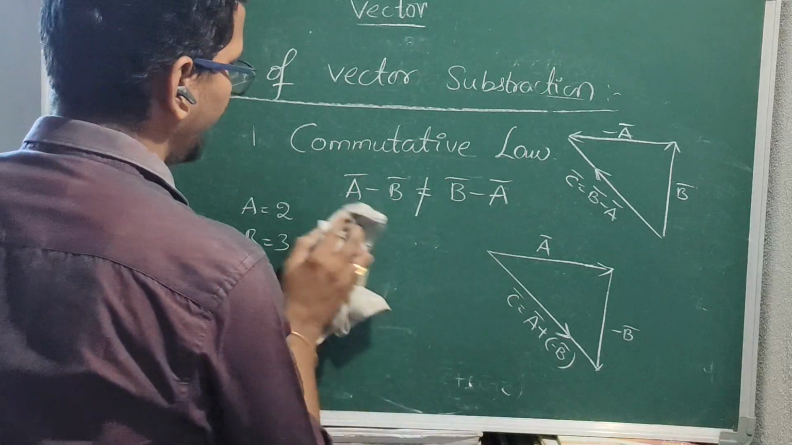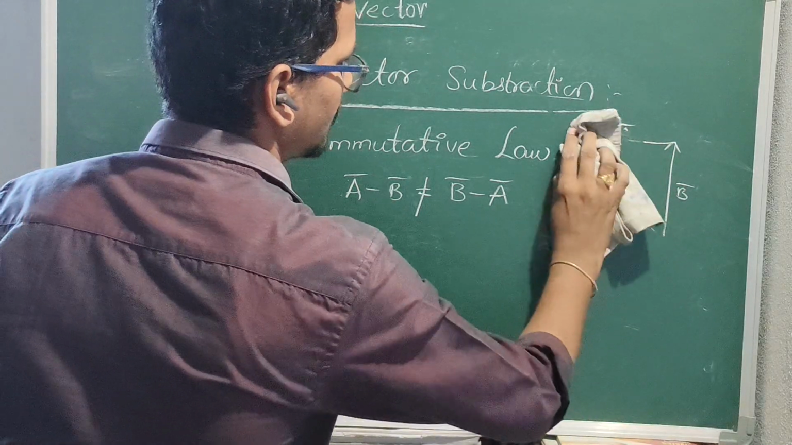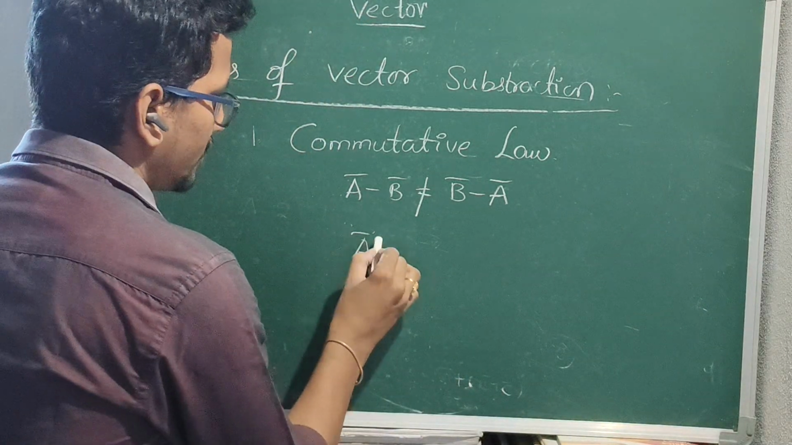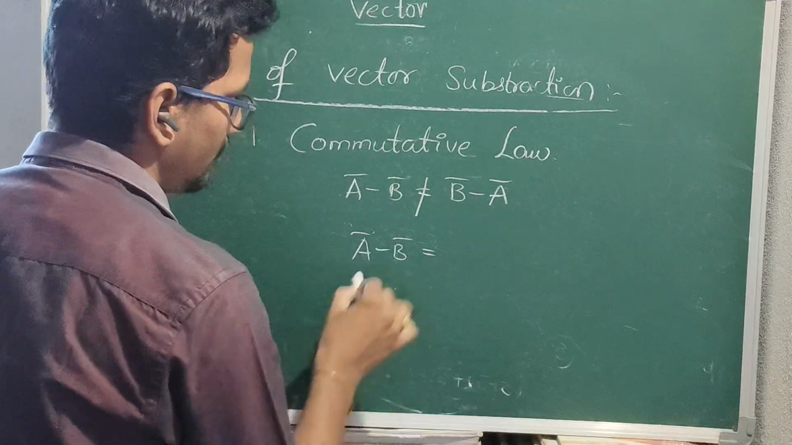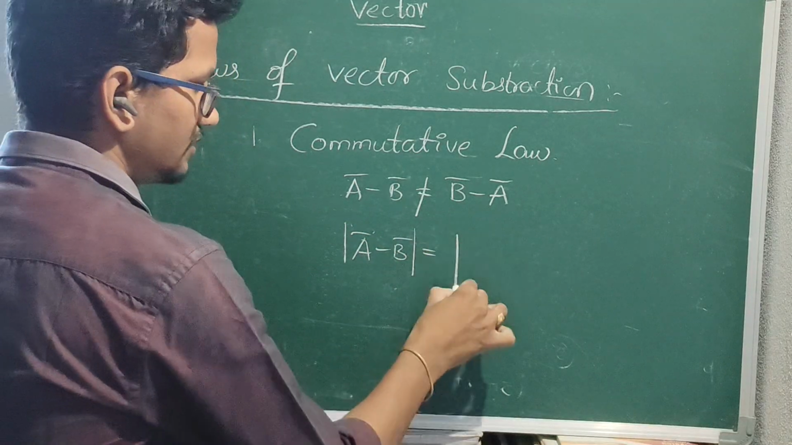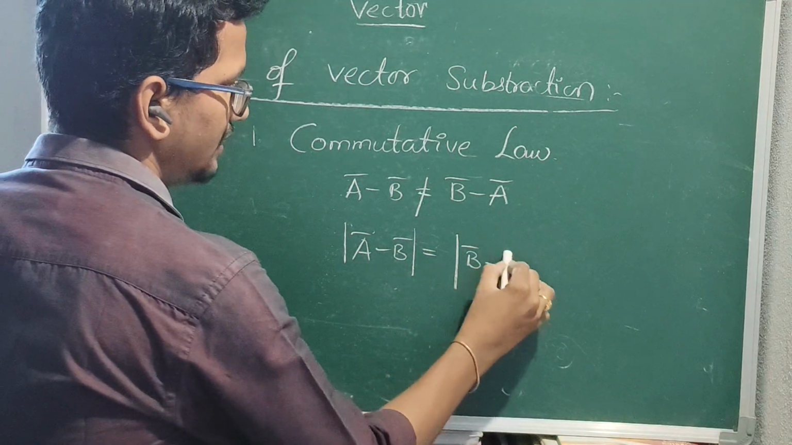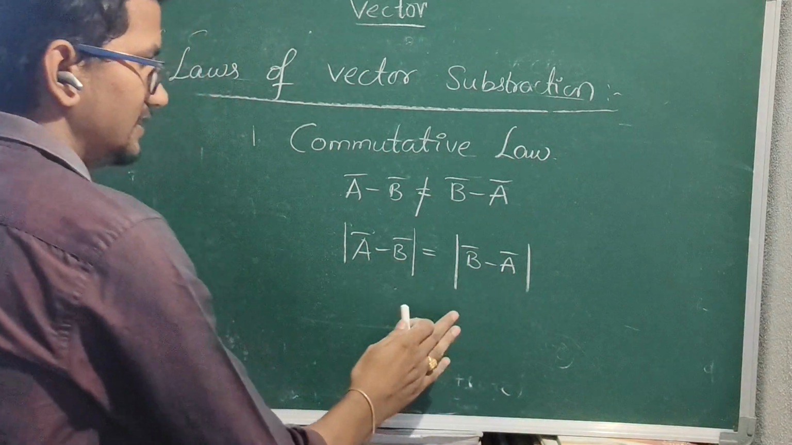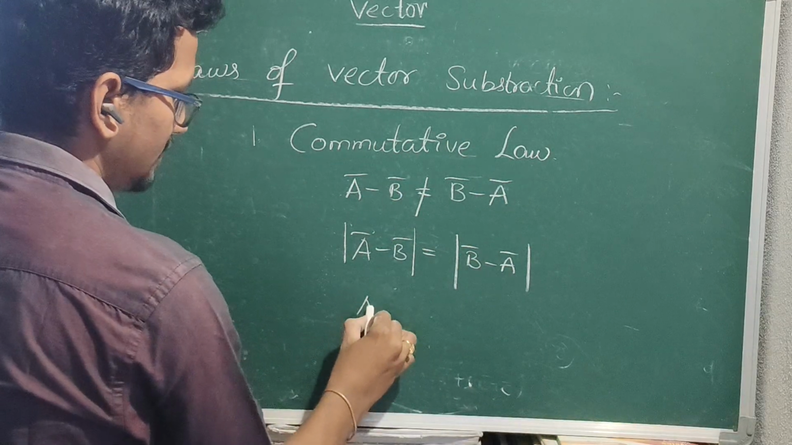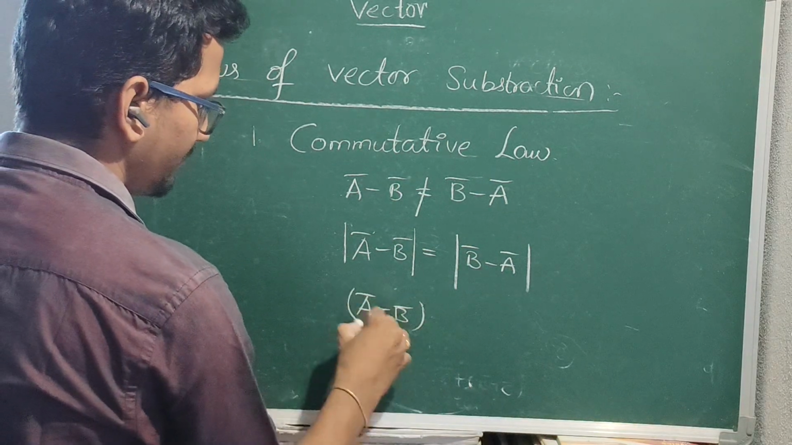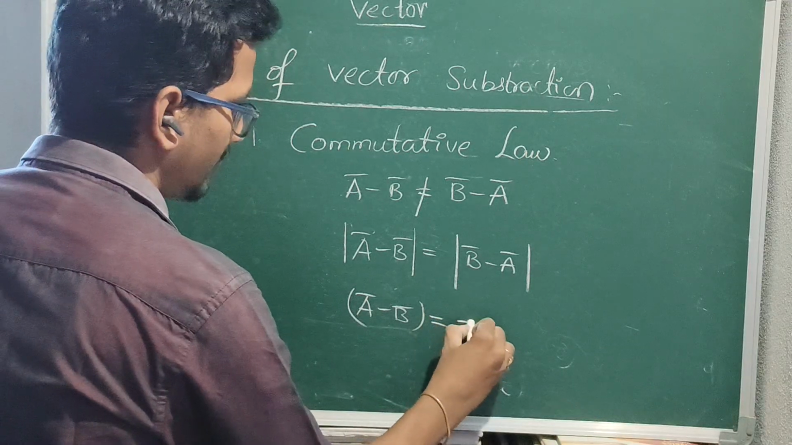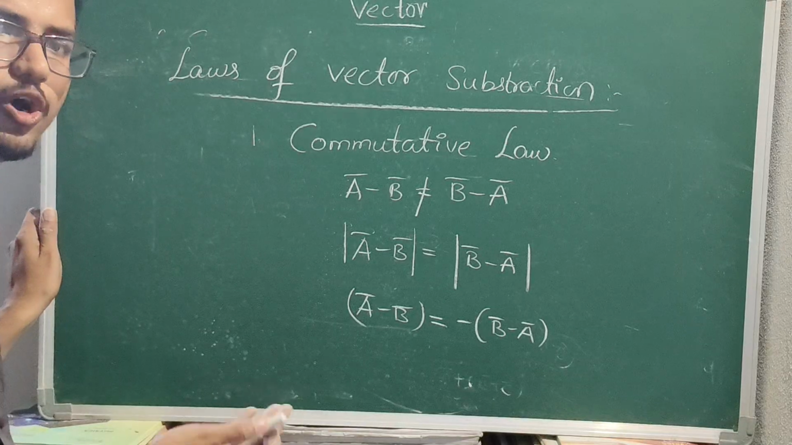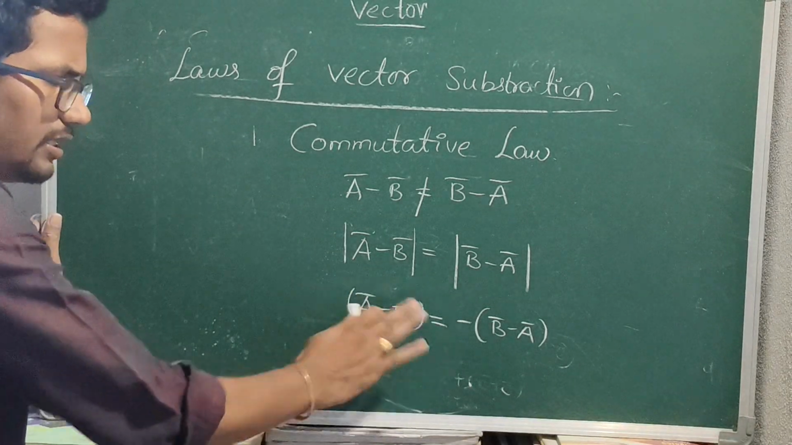So that the commutative law obeys, see, that's easy. What is the first one? See, the modulus of A bar minus B bar is equal to the modulus of B bar minus A bar. The magnitude is the same, that's why we can use the modulus. Okay, we can write like this. In another way, we can write A bar minus B bar is equal to minus of B bar minus A bar, because we already got the negative, the opposite direction. That's why we can keep the minus and the equality.